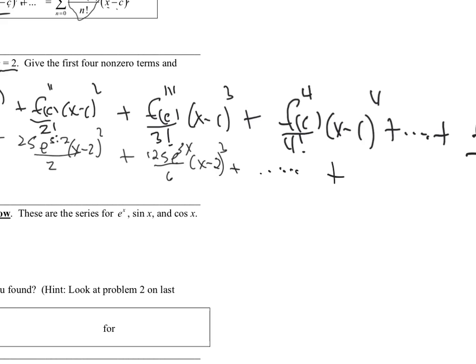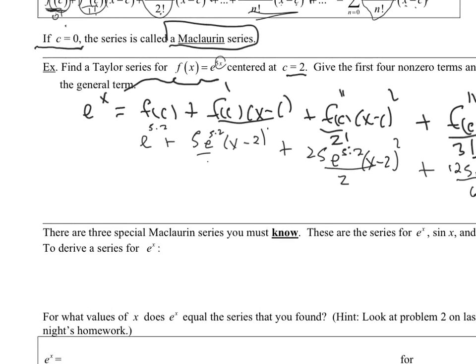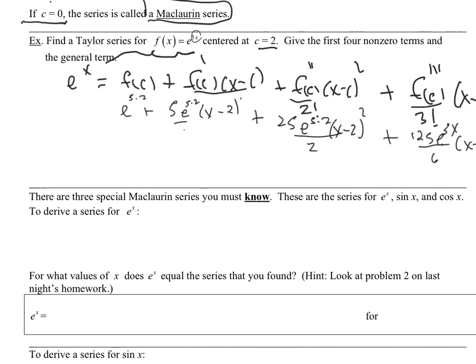Plus, and in general, f to the n of c at 2, over n factorial, times x minus 2 to the nth power. So what did he want me to do? Give the first 4 non-zero. Oh, okay. First 4 non-zero. It was e to the 5x.